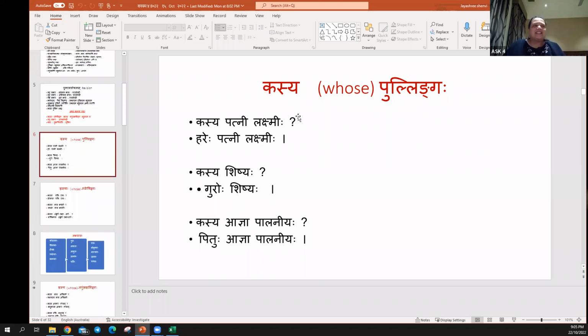Okay. So, Kasya is Pullinga Shabda. Kasya means whose. So, for example, Kasya Patni Lakshmihi. Well, last time I did Akaranta Pullinga ones. So, Kasya Pustakam. Bala Kasya Pustakam. It comes as the question itself. Bala Kasya Pustakam. But this is Ikaranta Pullinga. So when we say in Ikaranta Pullinga, whose, we say Harehe. Right? We can't say Harisya, Harasya, we'll say Harehe Patni Lakshmihi.